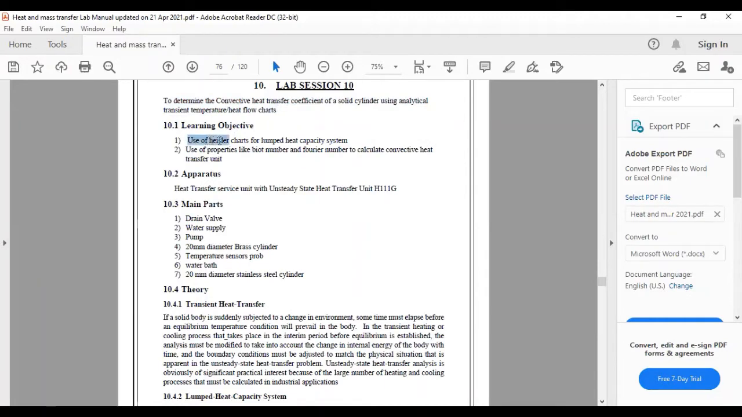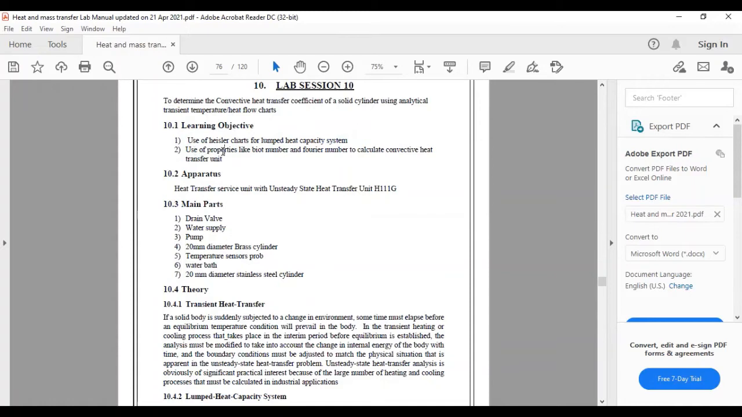One is the use of Heisler charts for a lumped heat capacity system. So what is this lumped heat capacity system? Basically, whenever there is heat transfer from hot to cold or from one surface to another surface, there is a transient period in the start. That transient period is called the lumped heat capacity system. These are Heisler charts, and we will use these charts to read values of different characteristics.